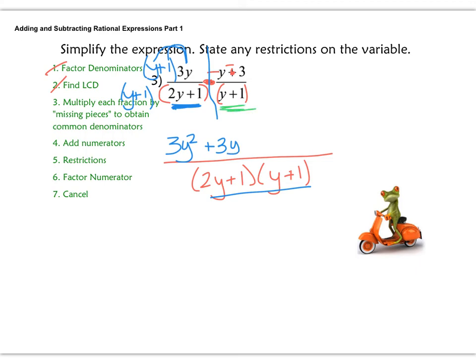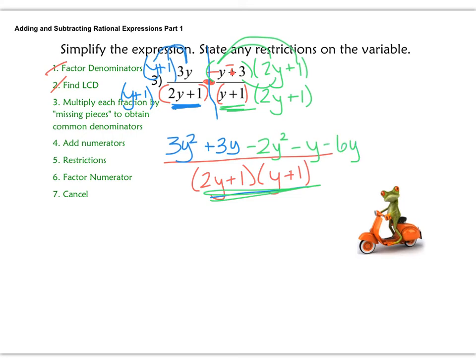What is this one missing to look like this? It's missing the 2y plus 1. So we will multiply the top by 2y plus 1. And again, that's going to need to be full distribution. Negative y times 2y is negative 2y squared. Negative y times 1 is negative y. Negative 3 times 2y is negative 6y. Negative 3 times 1 is negative 3.